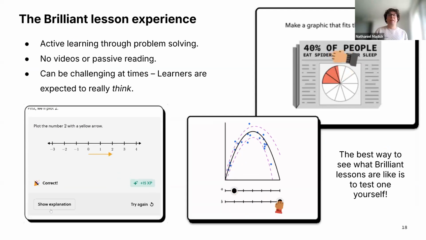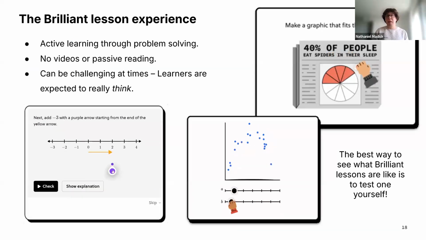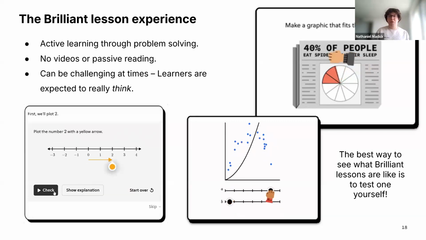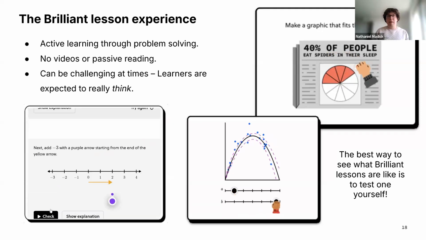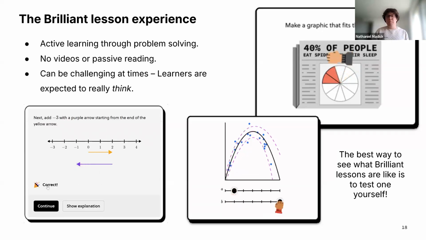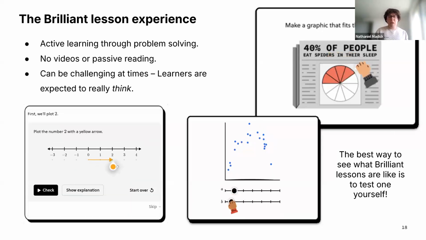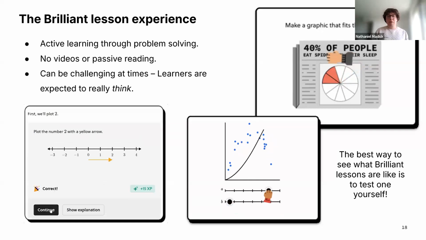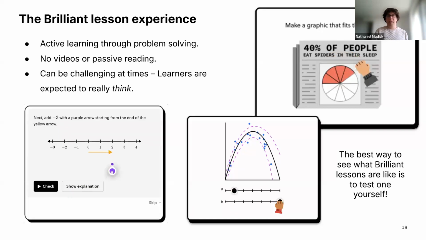It's active learning through problem solving. So there's never going to be a video. There's not really passive reading. We try to minimize words as much as possible. And obviously we want to teach key vocabulary, but in general, it's a lot of doing, playing, building, and it can be challenging. So what makes Brilliant special is that it's okay to get things wrong. And when you get things wrong, you're able to learn from your mistake and try again.